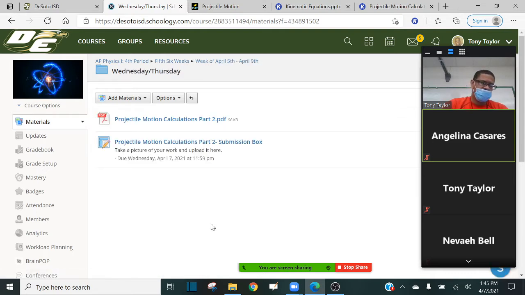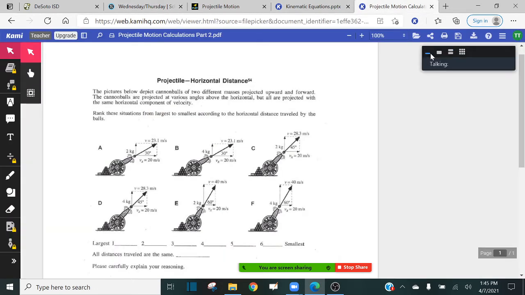Okay, so for today, we're going to be working on projectile motion calculations part 2. And again, as soon as you're done showing me your work, you're going to take a picture of it, and then upload it here into the submission box right here. Now, we're going to be dealing with situations where we have a cannonball that's being fired, and we're going to be solving for the horizontal distance, or the horizontal displacement in the x direction, for all of these cannonballs. So I'm going to do situation A with you guys, and the rest you guys are going to do by yourselves.